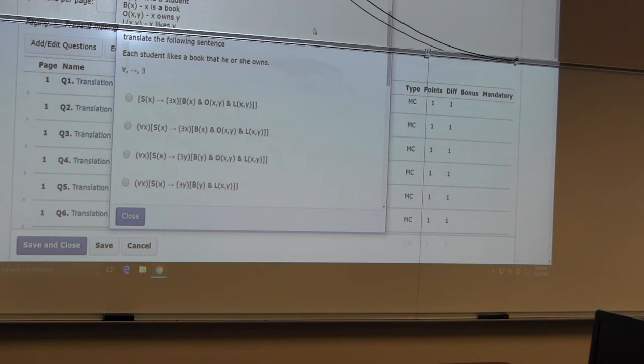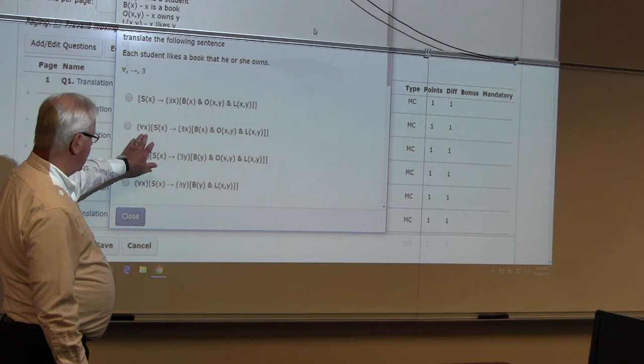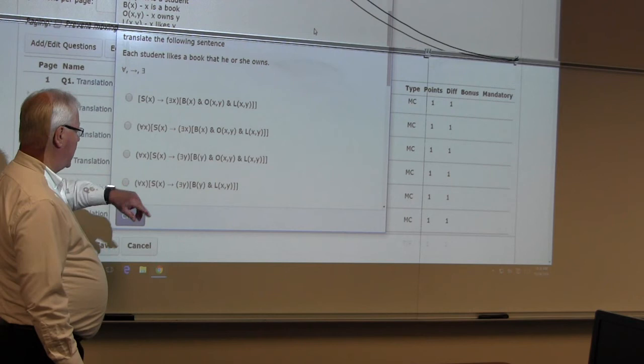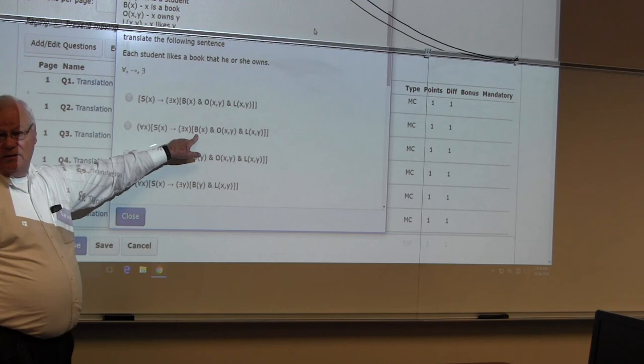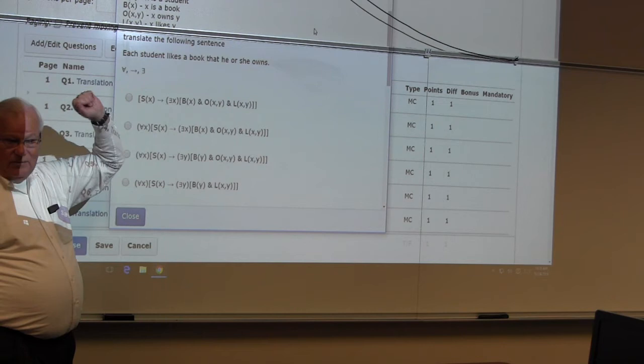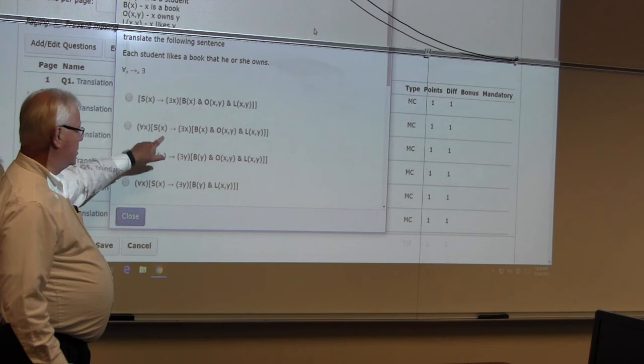And these all start with, for all X, where X is a student, right? It implies there exists an X where X is a book. What's wrong with that? We've misunderstood the key, haven't we? Because we've reassigned X to be books, but X are students. So this is not the right one.